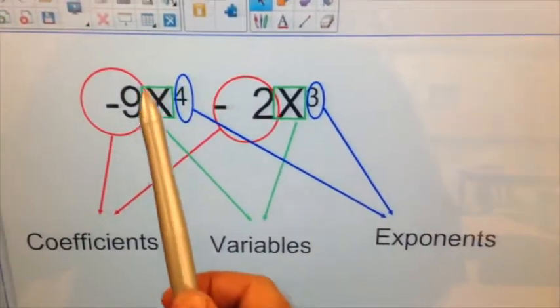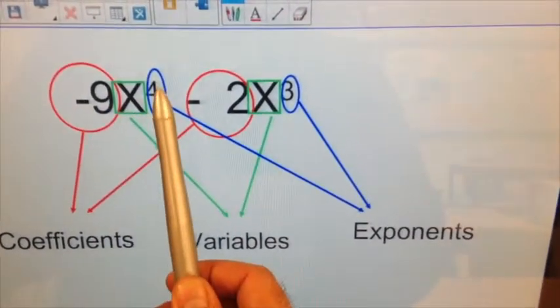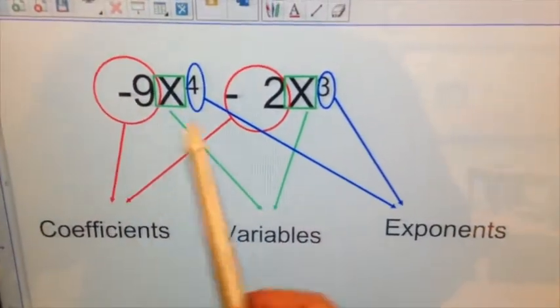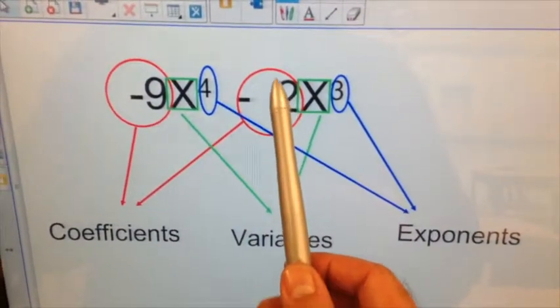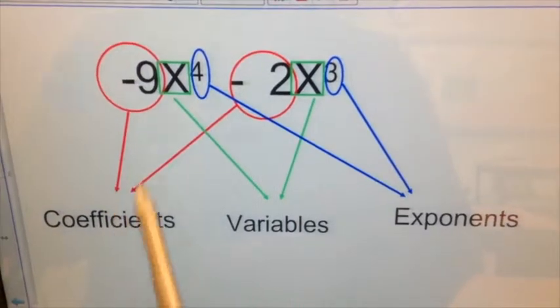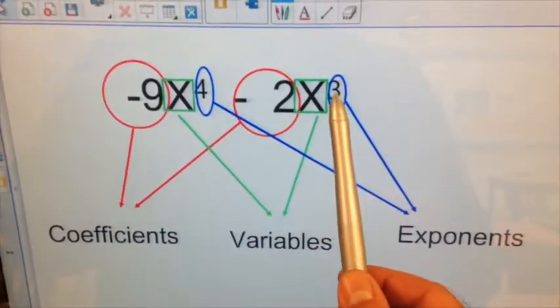So here we have a binomial, right? Look at the black lettering. Negative 9x to the power of 4, 2x to the power of 3. So we have two coefficients, the number in front of the letter: negative 9, and the 2, which is negative. So you grab the negative as well. Those are the coefficients. The variables are the letter x, and the exponents are 4 and 3.